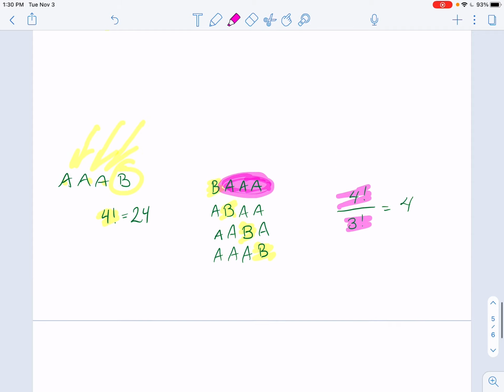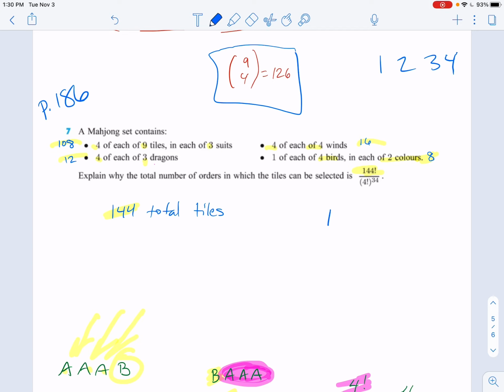So back up here, we have 144 tiles in total, 144 factorial. However, it will start to look the same. In this one, I have 9 tiles in each of 3 suits, so there's 27 things that happen. It's 4 of those 27. So when you pick one from this scenario, you will have 27 different images on those 108 tiles.